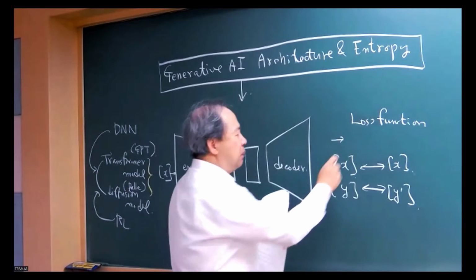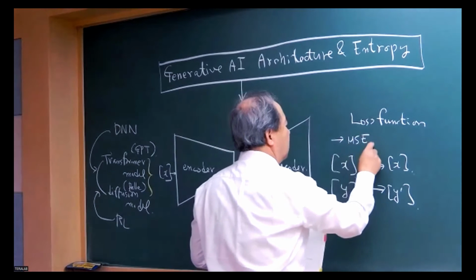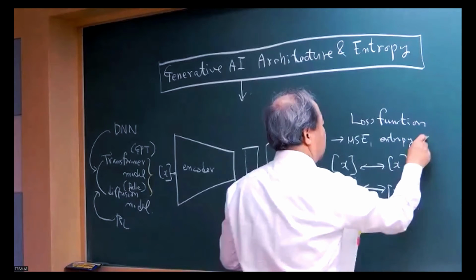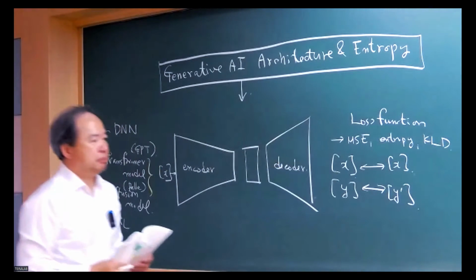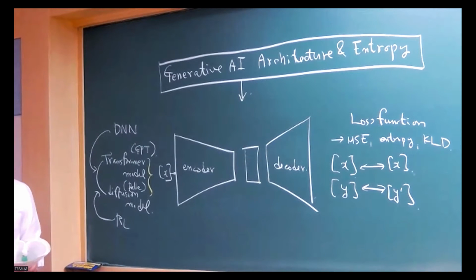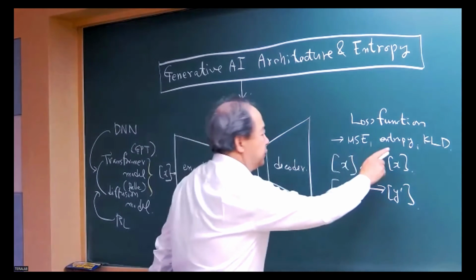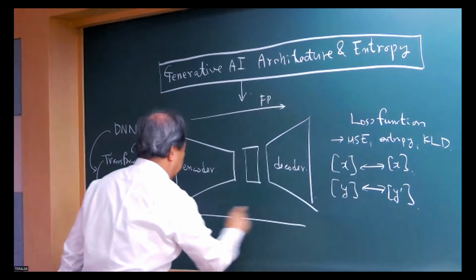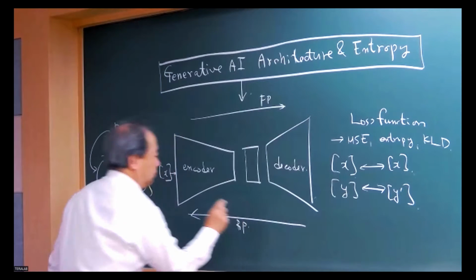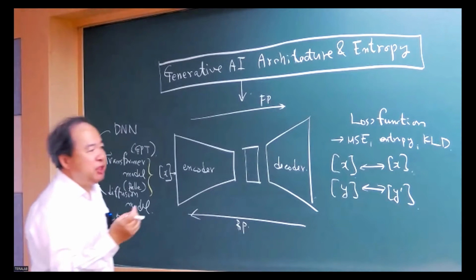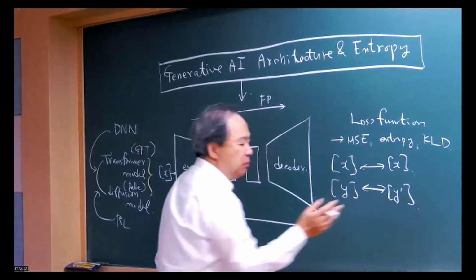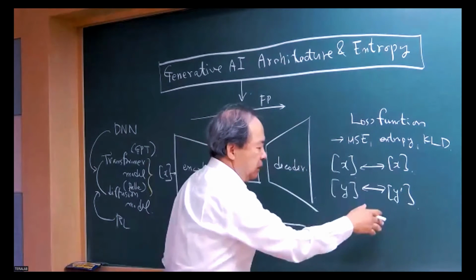And there are many different types of loss function. One of them is mean square error. The second type is entropy. The third one is KL divergence. In most cases of generative AI, we are using these loss functions. We have forward propagation and backward propagation. If we have some differences between output and target vector, sometimes we can use mean square error or entropy difference.